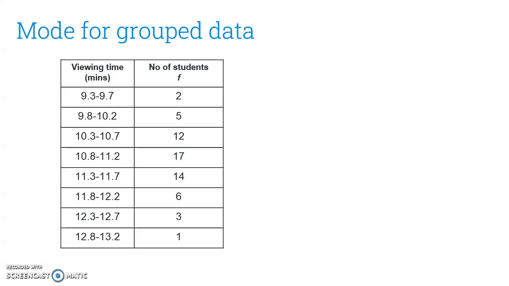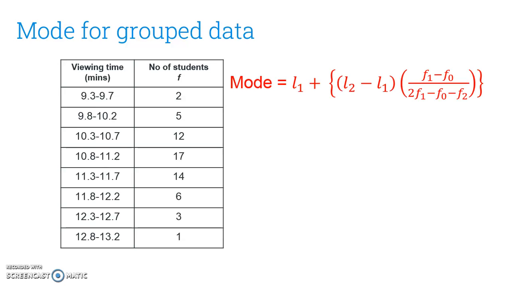Now the next sum is to find the mode for grouped data. The table is given. The first column indicates television viewing time and the second column indicates the number of students, that is, the frequency. This is also grouped data which is given to you. We will first write down the formula for mode. So this is the formula for mode.